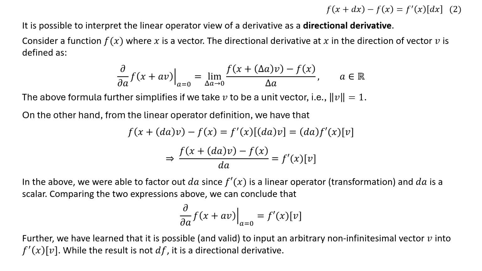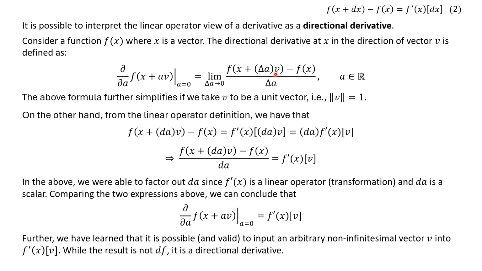It's possible to interpret the linear operator view of a derivative as a directional derivative. I mentioned that earlier, and I just wanted to go into a little more detail here. Consider a function f of x, where x is a vector. The directional derivative at x in the direction of vector v is defined as the partial derivative of f of x plus a times v, evaluated at a equals 0, and that in turn equals the limit as delta a approaches 0 of this expression here.